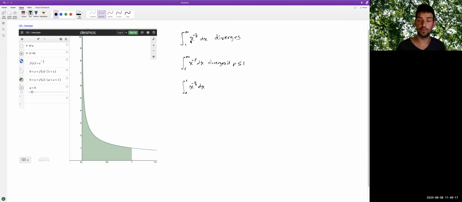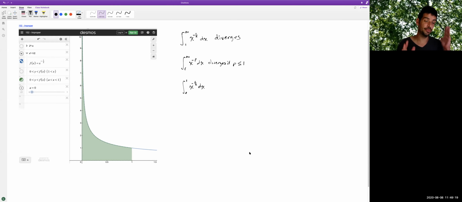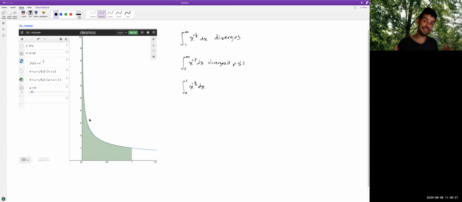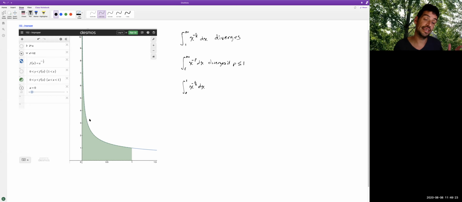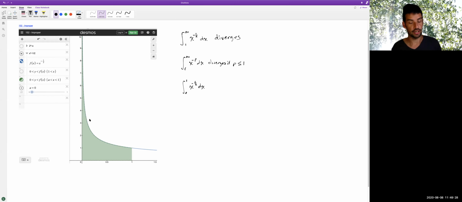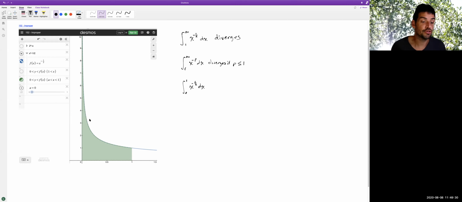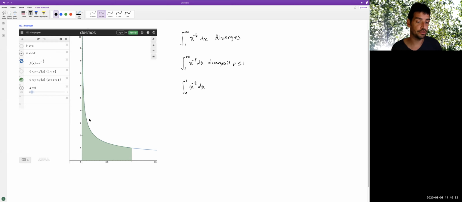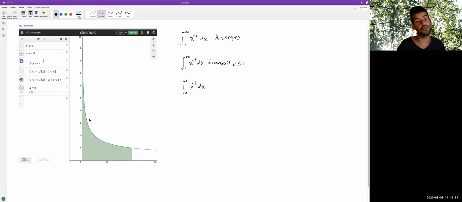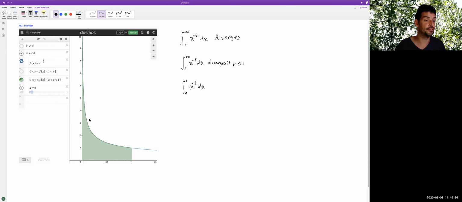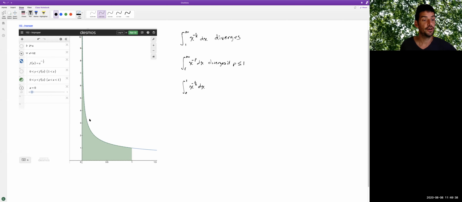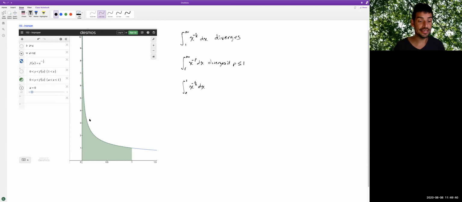So the previous one, the one on top, we were looking to the right of 1. Now I'm looking between 0 and 1. We have a similar sort of problem, though. It's an infinite area. This shape is extending upwards with no limit to how high it gets. If you want to get a very high value of the function, you just take a very, very close value to 0, a positive value very close to 0. We're going to use a very similar idea.